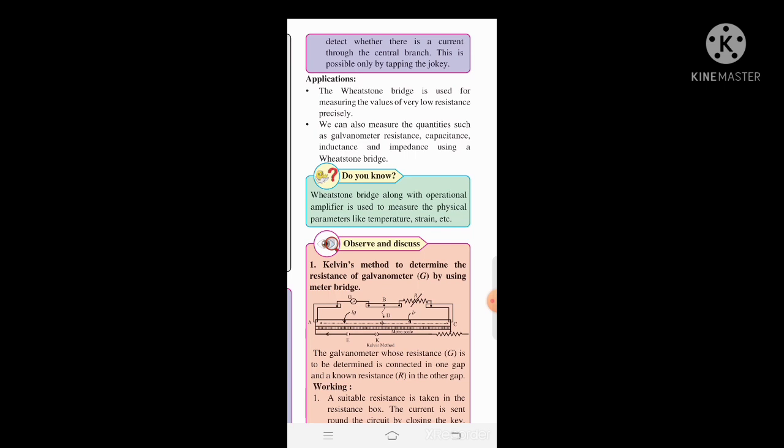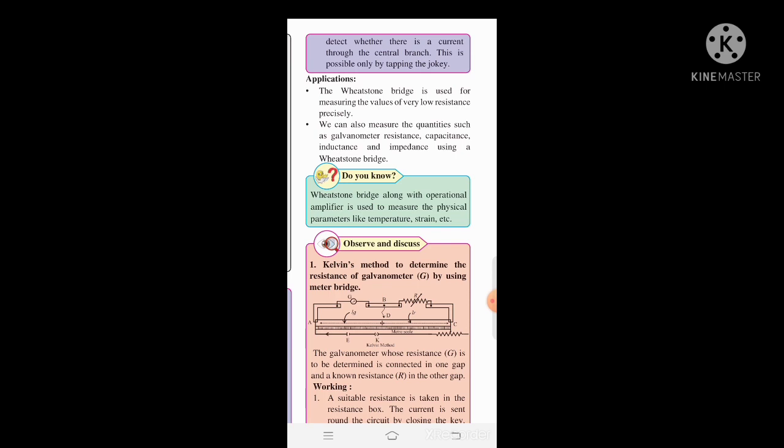After that, the second application is we can also measure quantities such as galvanometer resistance, capacitance, inductance and impedance using such an instrument. That's why Wheatstone's meter bridge is a very useful instrument in the measurement of resistance having very low value precisely and accurately, as well as for the measurement of galvanometer resistance, capacitance, inductance and impedance.